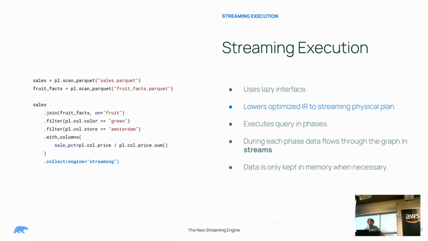The streaming engine does an additional translation step. It goes from the IR to a streaming physical plan. This streaming physical plan will execute your query in phases. I'll show that in a bit. And during each phase, data flows through this computational graph in streams, which means instead of always having a full intermediate result at every step, data can flow through the graph without staying in memory if not necessary.